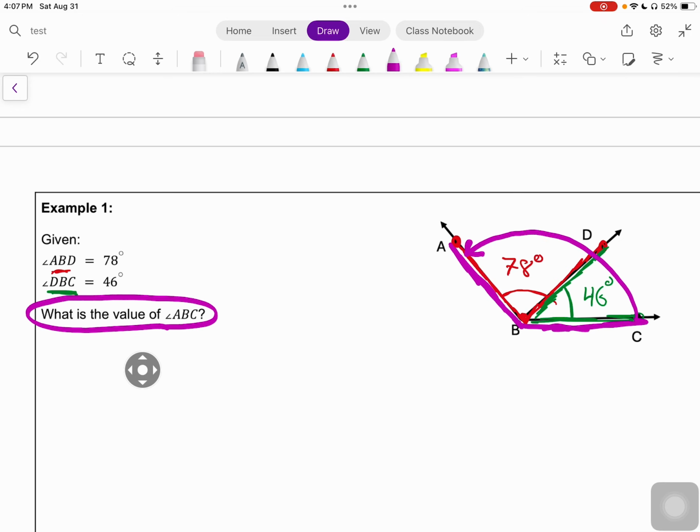So we have to do a little math here. We have to do a little addition. We're going to have to do 78 plus 46 in order for us to get that final answer. So this angle is 124 degrees. This is also something that would make it an obtuse angle. It's greater than 90 degrees. Again, the important thing here is that you can label that information on the diagram. That will help you figure out what you need to do. All right, so that's it for example 1.